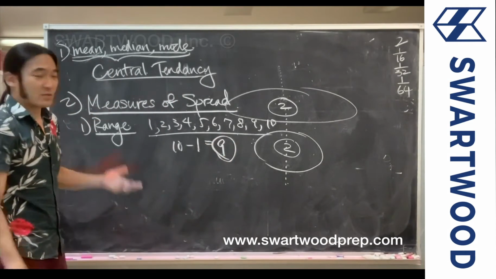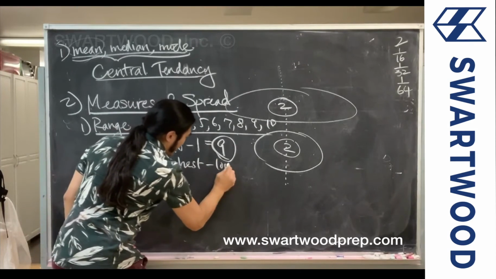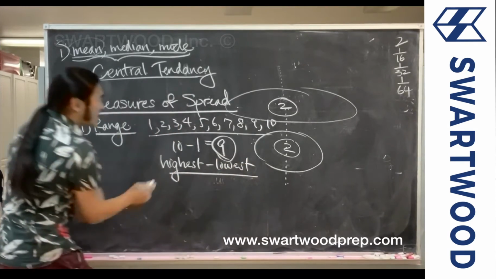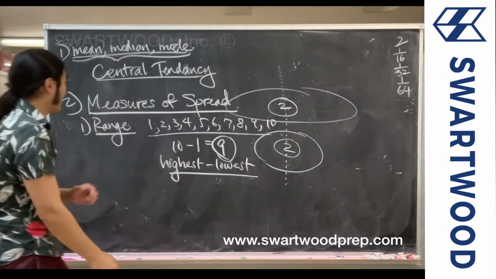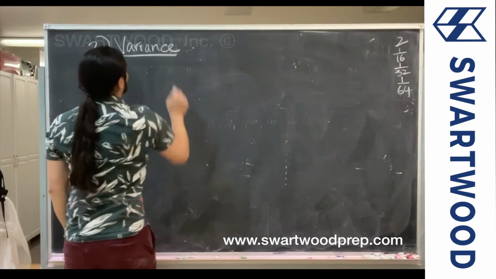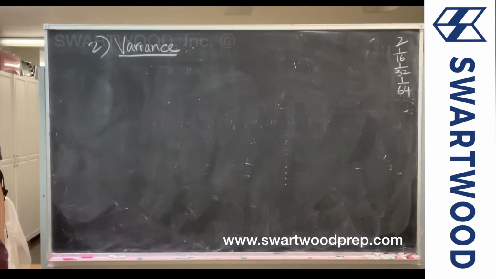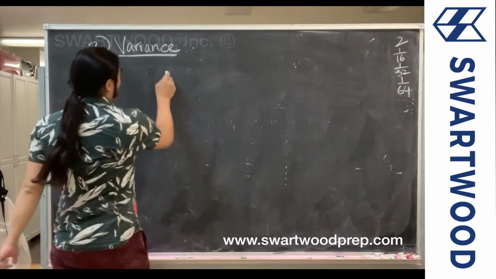That's it. So the range is literally the highest score, take away the lowest, and it does in some crude sense give you a measure of spread, right? Like how far apart these scores are. Okay, but I think we can do a little bit better than that. Okay. So we're going to start with what's called the variance. So the variance is going to be some measure of spread. Okay, so bear with me here.